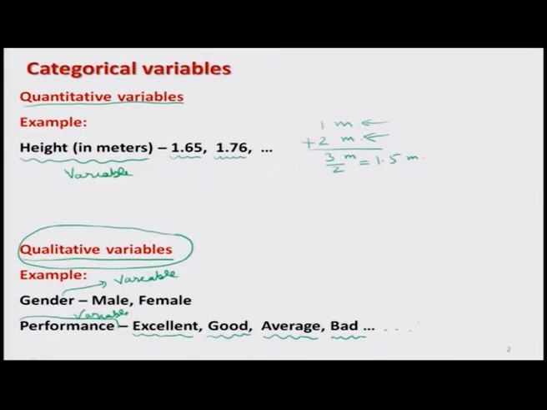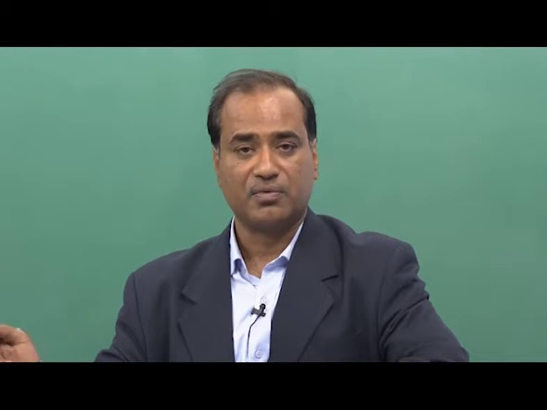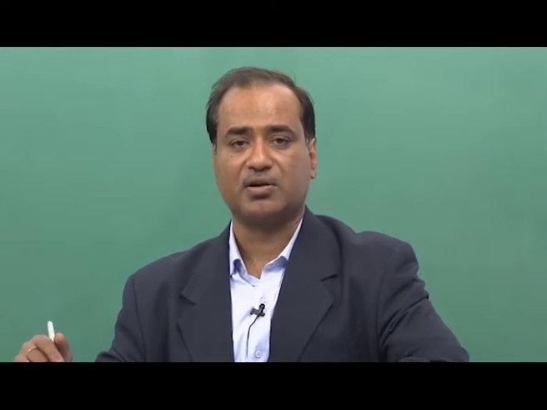What do we mean? For example, in a simple race, if a child is running faster than another child, then we say that his performance is better than the earlier one. But we cannot say this is 1 time better or 2 times better or 3 times better. So, we cannot quantify it. This type of variable is called a qualitative variable.